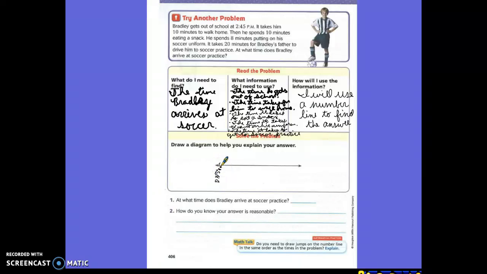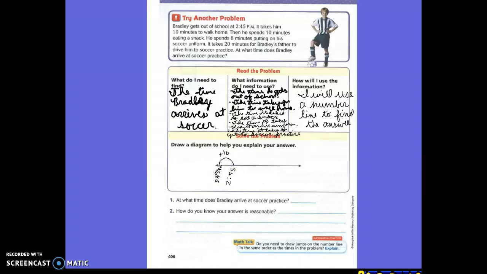Okay. Now, what's the first thing that he does? Everybody? Walks home. How much time is that? 10 minutes. So since we have the start time, we're going to be adding 10 minutes. What's 2:45 plus 10? 2:55.